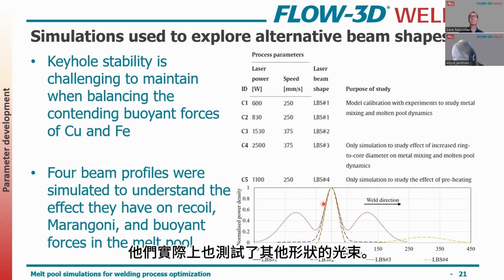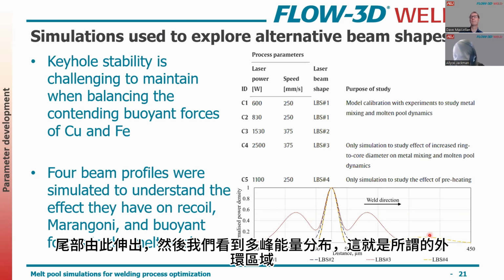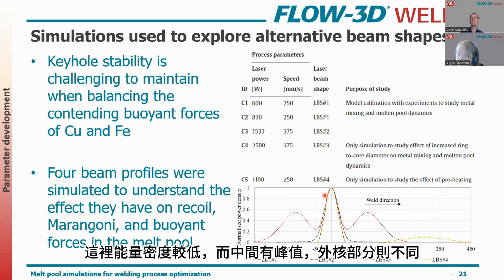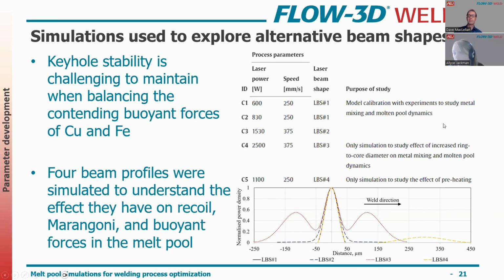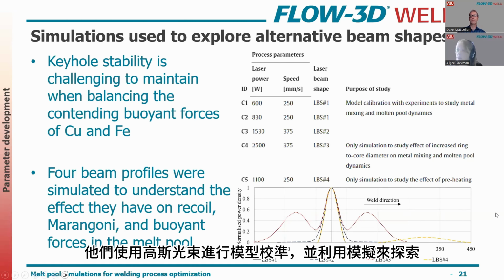You can see they're overlaid, so it's a little bit hard to discern, but we have a wider Gaussian beam, a narrow Gaussian beam, and then we have a Gaussian beam with this tail. This is in yellow, but you have this bit of a tail coming out here. And then we have a multi-core beam. So this is where you get this outer ring, which is a lower energy density, and then a peak in the middle, and then an outer core. So they did model calibration with the Gaussian beams, and then they used the simulation to explore the beam shapes.